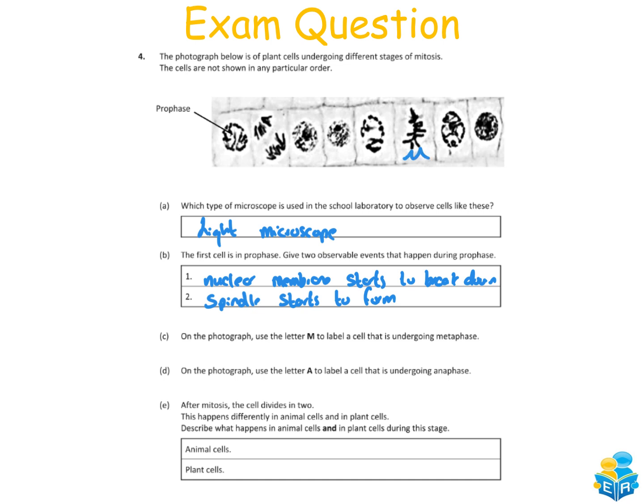On the photograph, use letter A to label a cell that is undergoing anaphase. So anaphase is after metaphase, they're being pulled from one end to another. So I'll put the letter A here on the second one.